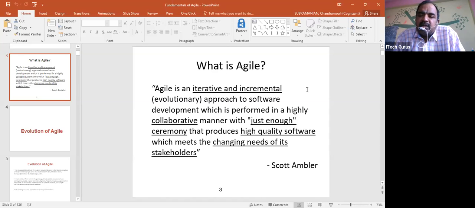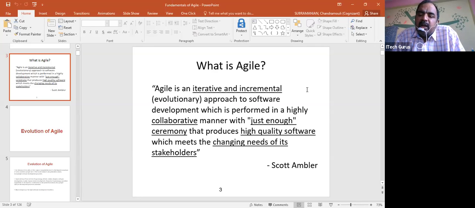Then that's not the end of the story. Just because you are doing bits and pieces, you are not moving away from the quality. A lot of people think, I am doing bits and pieces, I can compromise on the quality, but actually it is not so. That produces high quality software. So high quality software is the ultimate aim of doing Agile. Agile does not mean moving away from the quality. Quality is built in.